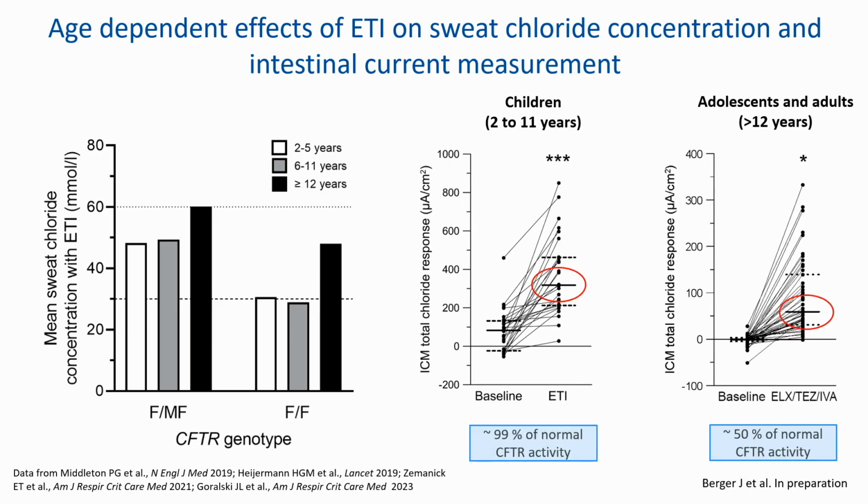And we have actually looked at the CFTR function in the intestine and observed the same thing. As I told you, in adolescents and adults, we see about 50% of rescue of normal CFTR function. But in the children aged 2 to 11, we actually observe near normal CFTR function after rescue with ETI. So maybe the time point of starting modulator therapy is not only a time point of when the pathology starts, but also the effects of modulators might be different.